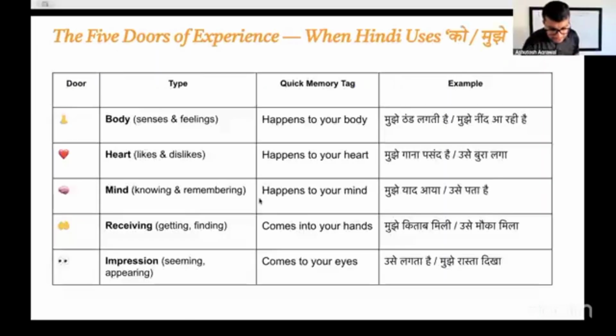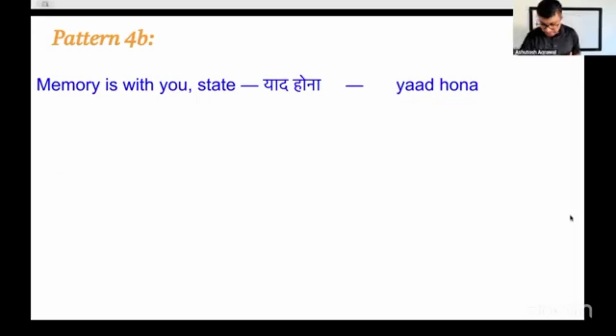We'll do this: when something is happening, it happens to your mind. We did two cases before, and we'll do a third case. Actually, we did probably only one case. When something is in your memory, or if you remember something, the verb in this case is to remember. There are many ways you can use it; the word here is yaad.